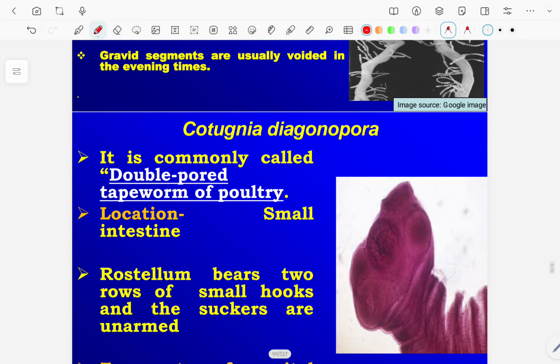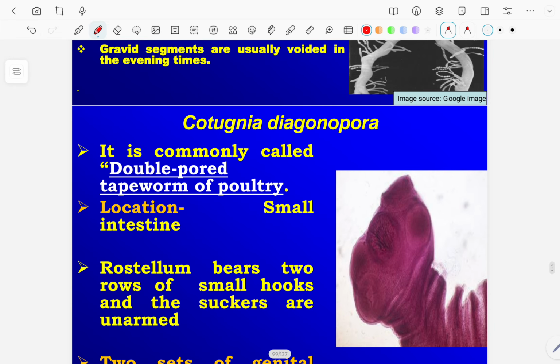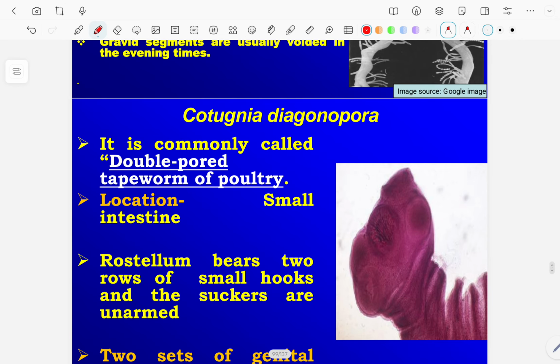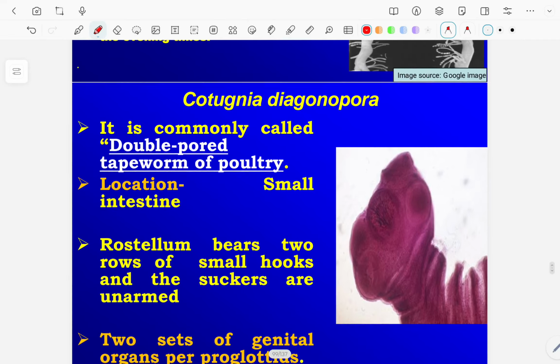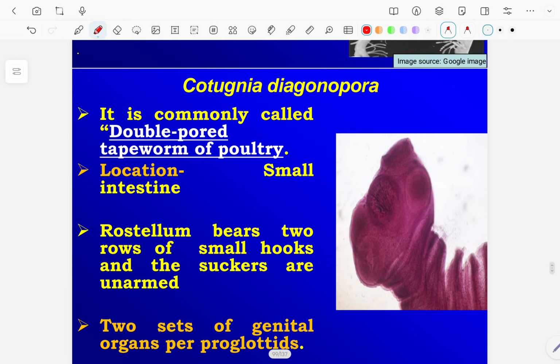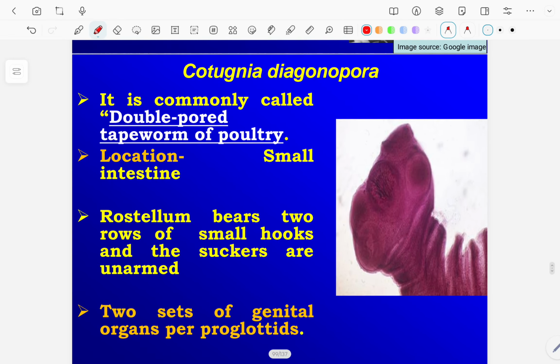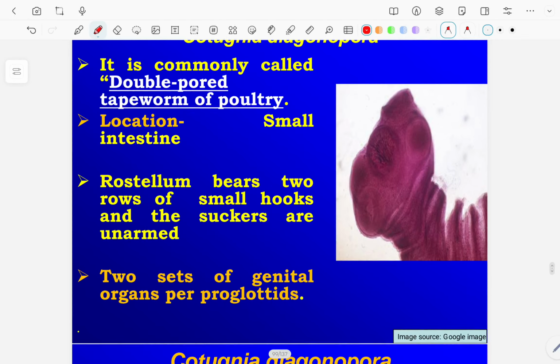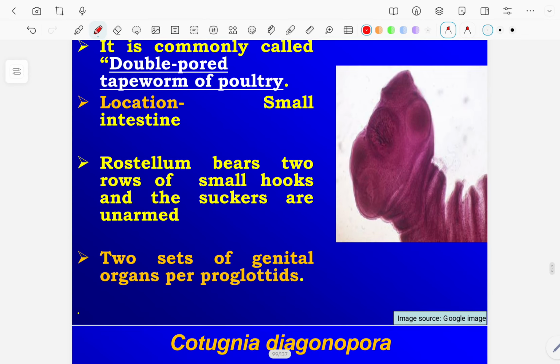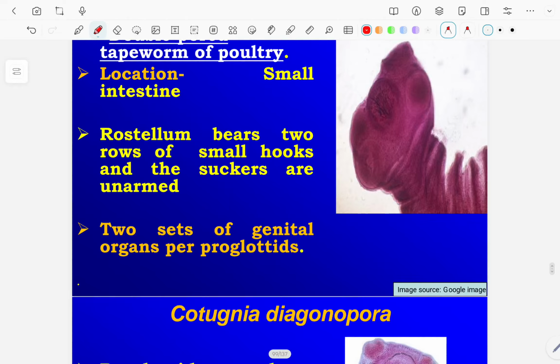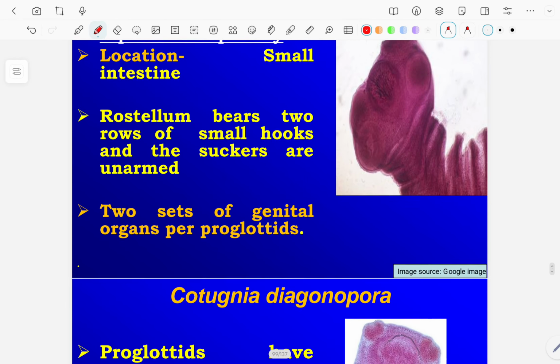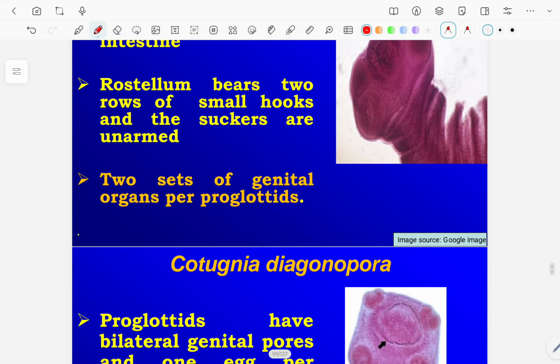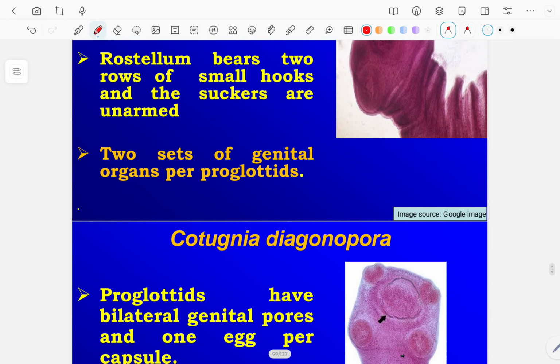Cotugnia digonopora. It is commonly called the double-pore tapeworm of poultry. Location: small intestine. Rostrum bears two rows of small hooks and the suckers are unarmed. Two sets of genital organs per proglottid.